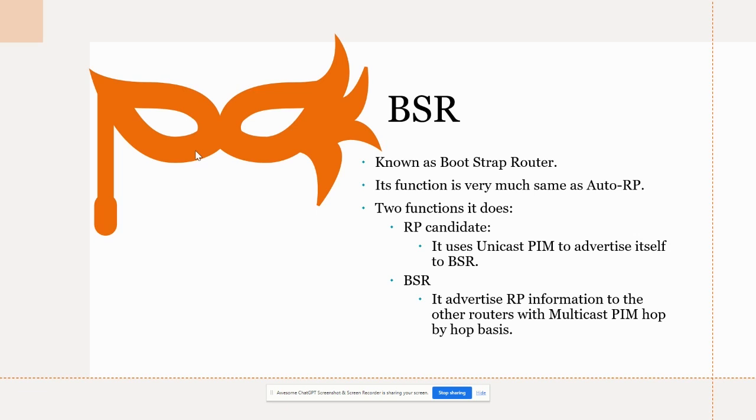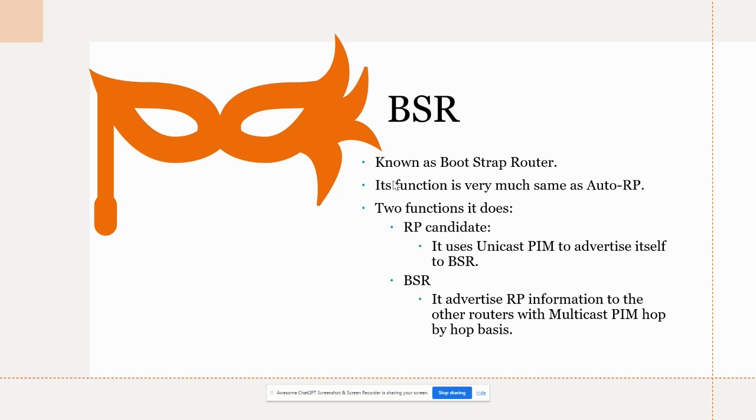In this case, it advertises its RP information to the other devices or routers with multicast PIM packets, on a hop-by-hop basis. So just remember, in the case of the candidate RP, it uses unicast PIM to advertise itself to the BSR, while in the case of the BSR, it advertises with multicast PIM to the neighboring routers or devices. You can say hop by hop.